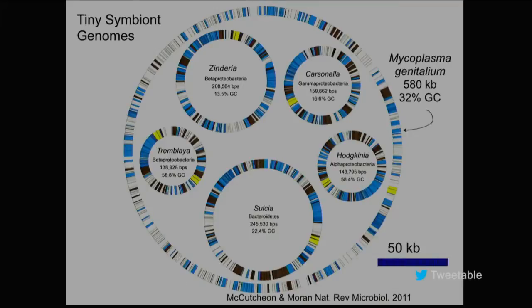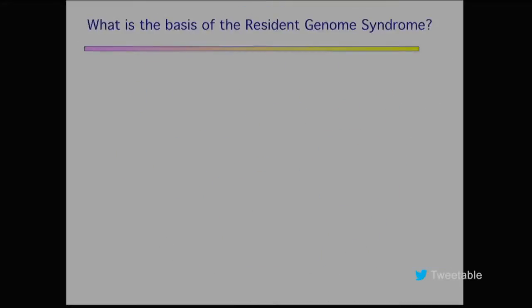And here's just another picture. Here's Mycoplasma genitalium, which you might know from Craig Venter. It's considered a kind of minimal genome. It is the organism with the smallest genome that can be grown in pure culture in the lab. And here are just the relative sizes of some of these other ones, just to give you a picture of that. So why are they so small? What is the basis of this resident genome syndrome?